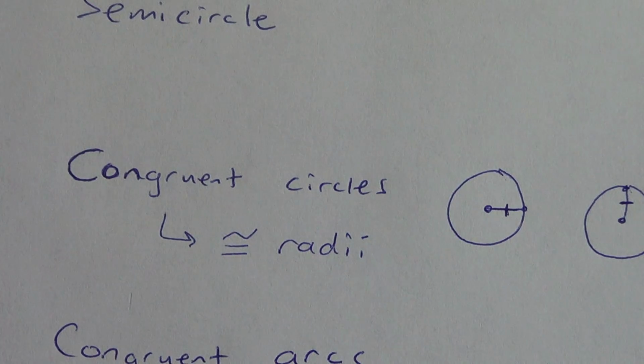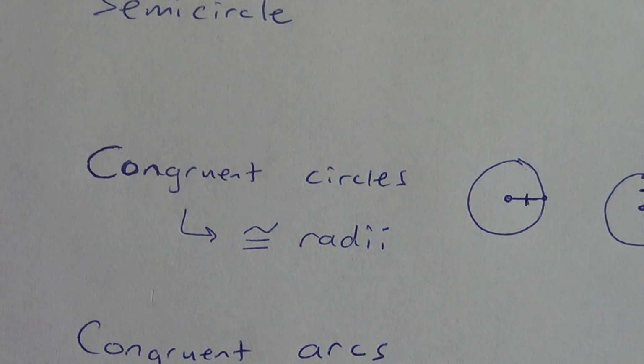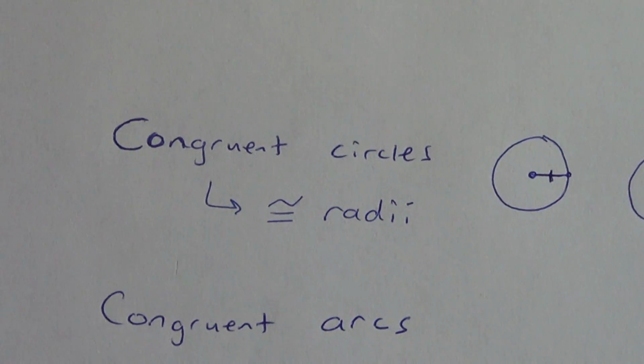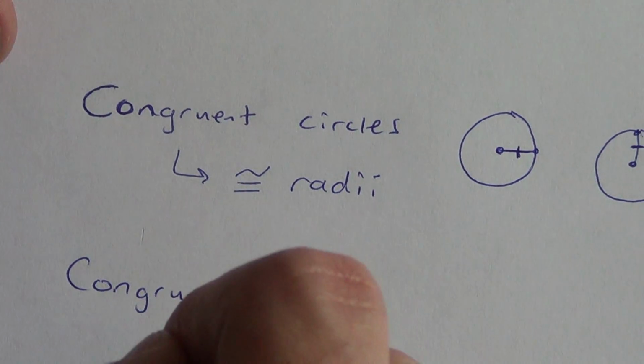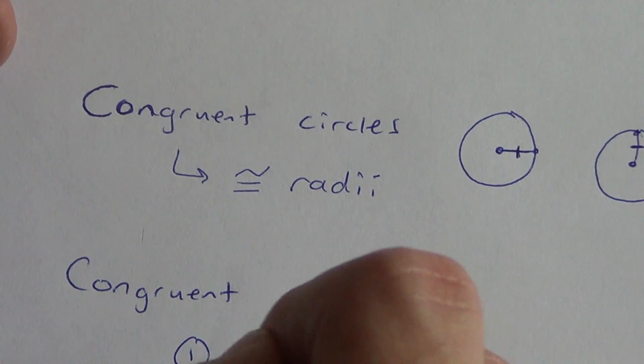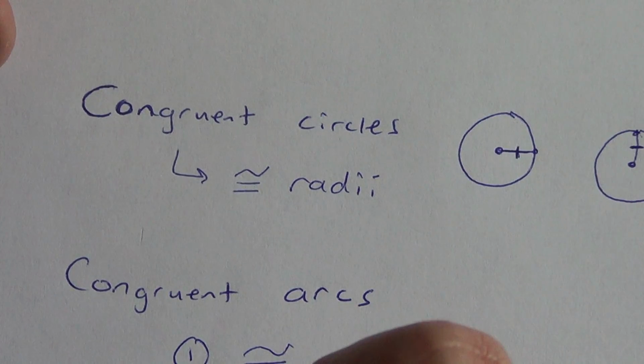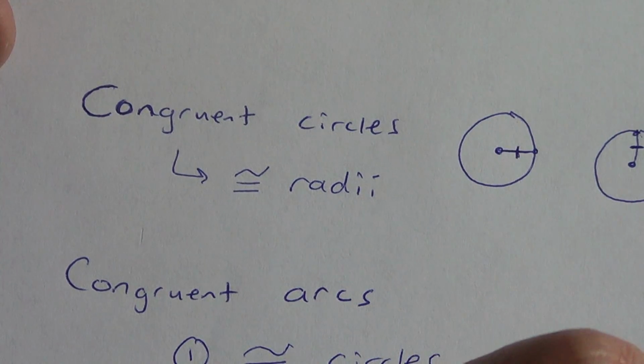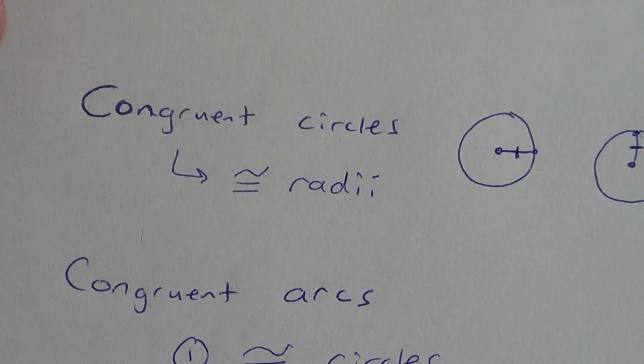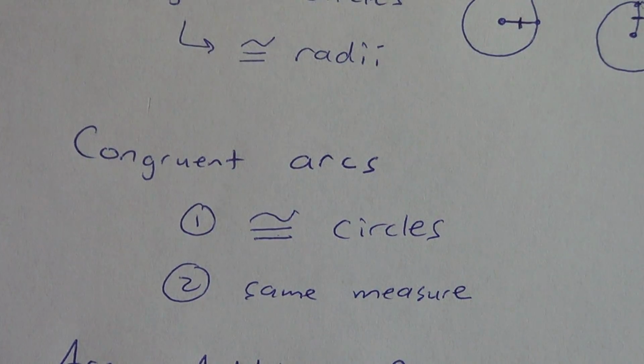All right, finally, congruent arcs. This has two different pieces to it. Okay, so let me explain this one, and then we're going to be pretty much done. All right. Congruent arcs, two things. Number one, congruent circles. Number two, same measure. Okay, in order to have congruent arcs, we must have congruent circles and the same measure.